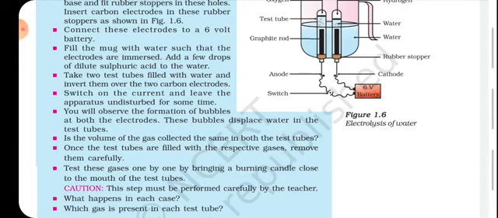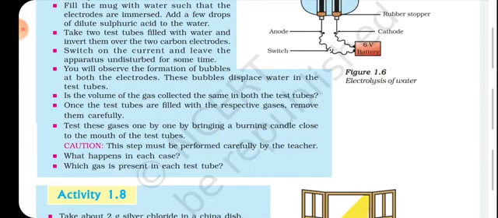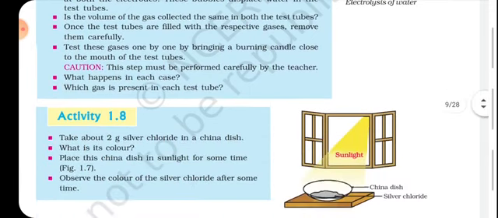Is the volume of the gas collected the same in both the test tubes? No, they are not. Test these gases one by one by bringing a burning candle close to the mouth of these test tubes. What happens in each case? Which gas is present in each test tube?